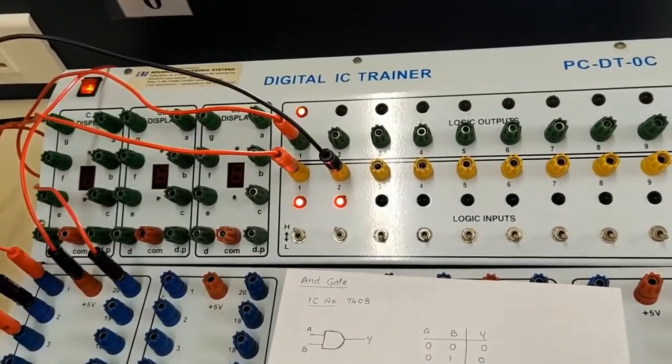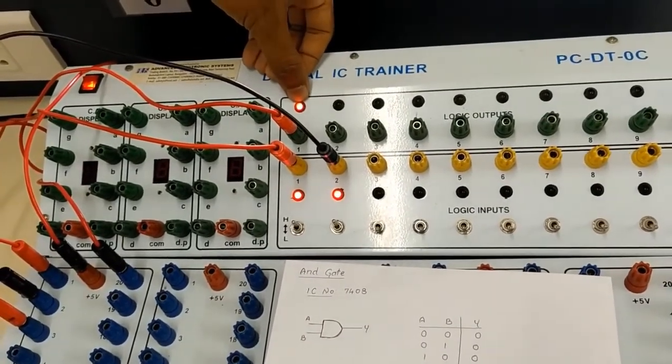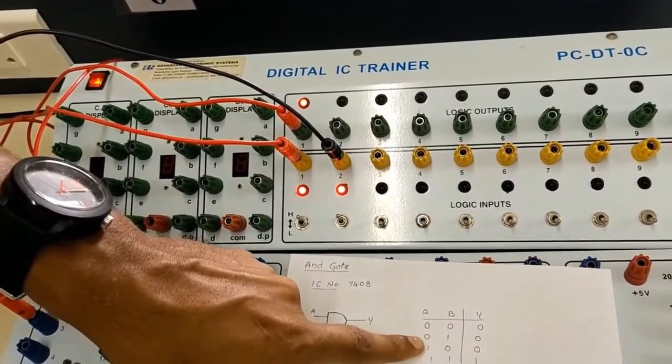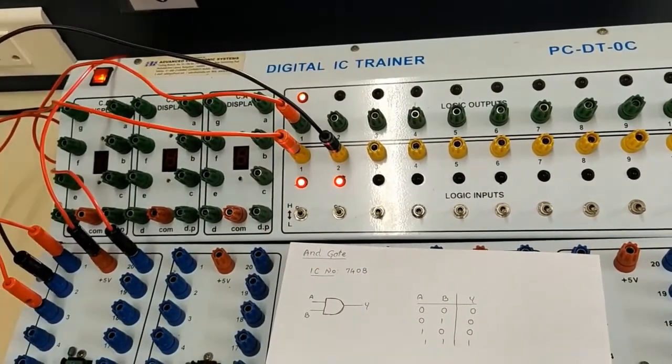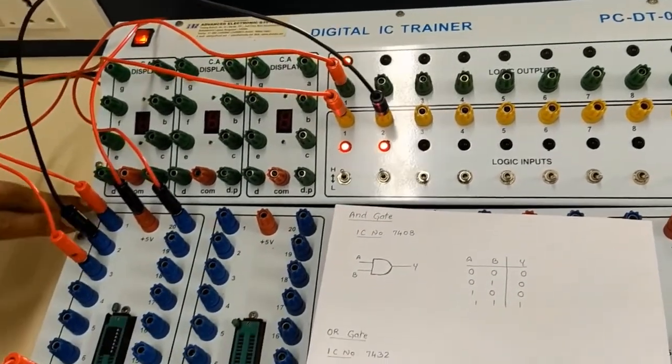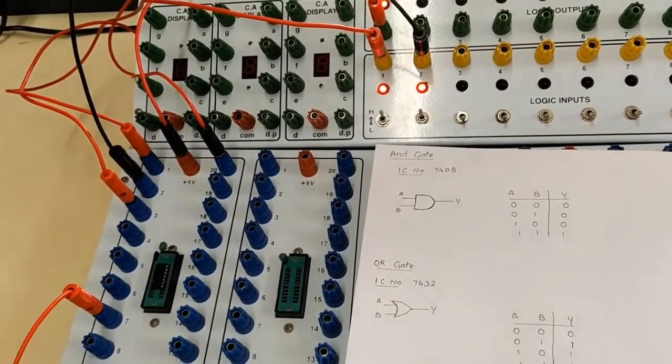When I make both the inputs 1, you can see your output is 1 here. So the truth table that is given here has been verified. This is for the first gate that is present in your IC. You can take the next combination also.